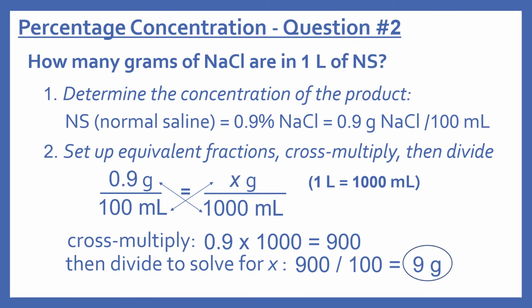So now that we have that set up, we'll cross multiply. So we have 0.9 times 1,000, and that equals 900. Then we will divide to solve for X. So 900 divided by 100 equals 9 grams. So there are 9 grams of NaCl in 1 liter of normal saline.